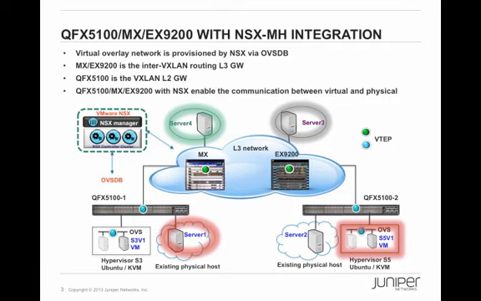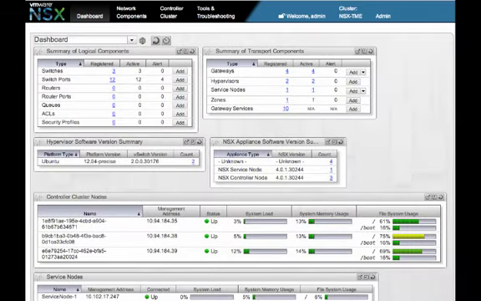So the key point for this demonstration is that the virtual overlay network is provisioned by NSX via OVSDB. The MX and EX9200 are the Inter-VXLAN routing Layer 3 gateways. The QFX5100 is a VXLAN Layer 2 gateway, and altogether they enable the communications between virtual and physical. Let's go to NSX Manager.